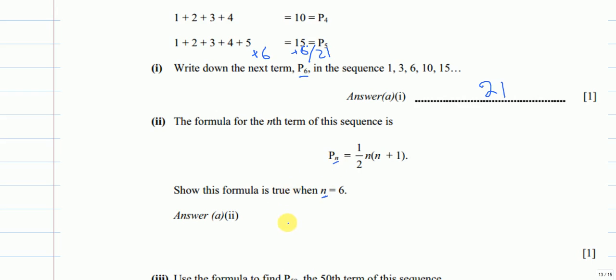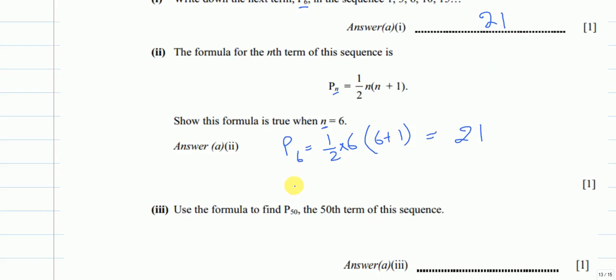So let's check if this formula is really correct. Instead of n, I'm going to write P6, because I'm looking for the sixth term, equals half. Now wherever I see n, I have to replace it with 6. So it will be half times 6 times (6 plus 1), and when you calculate this you will get 21.